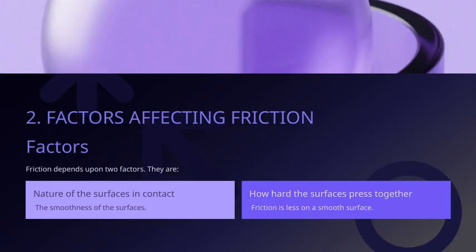Second, how hard the surfaces press together. The greater the pressure, the more friction you'll experience. So if you press two surfaces tightly together, they will resist movement more than if they are just touching lightly. Overall, understanding these factors helps us see why some surfaces slide easily while others resist movement, which is key to many practical applications in everyday life and engineering.